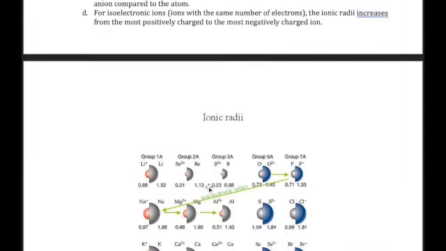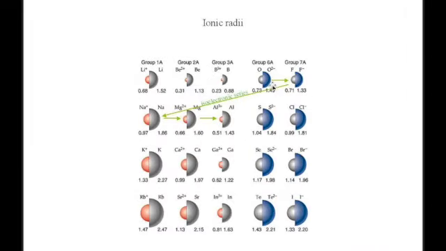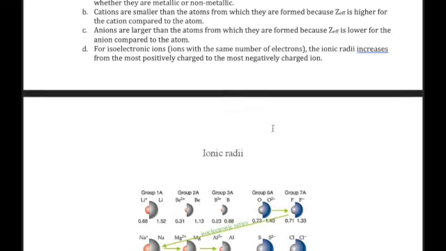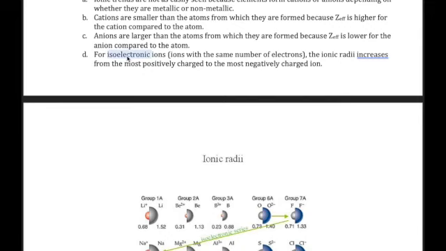You can actually see this. The gray color sphere in all the pictures is the atom itself, and then the red color spheres are cations, and then the blue color spheres are the anions. When I compare cations to their atom, the cations are always smaller, but when you compare anions to the atoms, the anions are always larger.